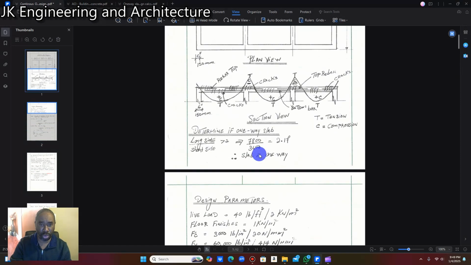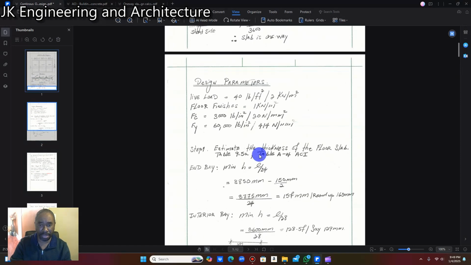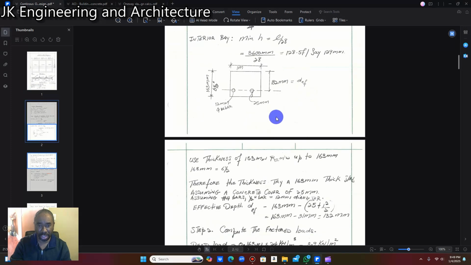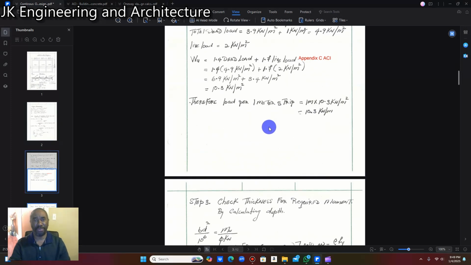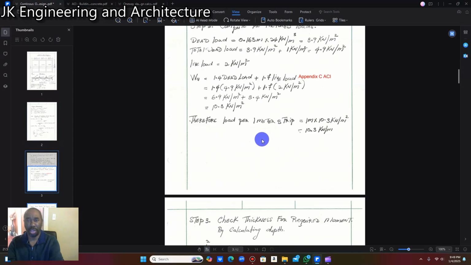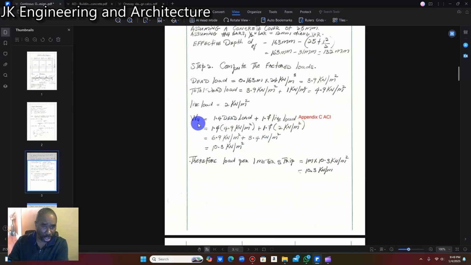Now our live load is 2 kilonewtons per meter square. Remember, I have shown you in our design parameters, our live load is going to be 40 pounds per square feet, or 2 kilonewtons per meter square. All right, so we are going to now factor those two. So our ultimate weight is going to be 1.4 dead load plus 1.7 live load, and this we can find in Appendix C of the ACI code.